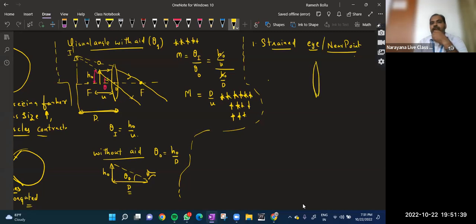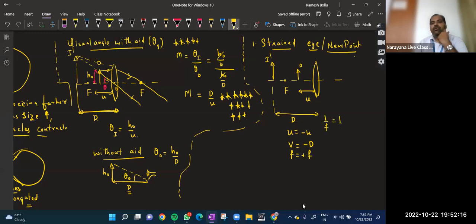Means this is a lens. This is a point of focus. Where is the object placed? At U. Where is the image formed, students? Compulsory at D, no? What is the U value here? Minus U, object distance. What is the image distance? Minus D. What is the focal length of the lens? Plus F only, no? Which form do I have to use?